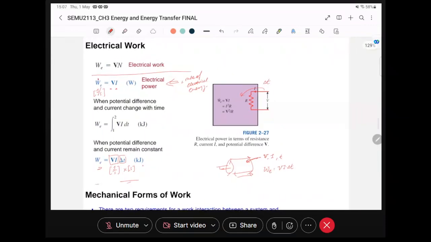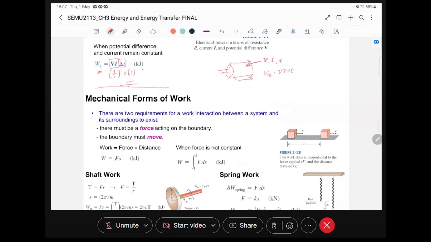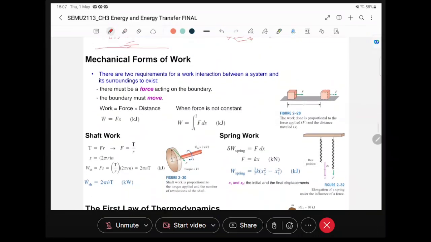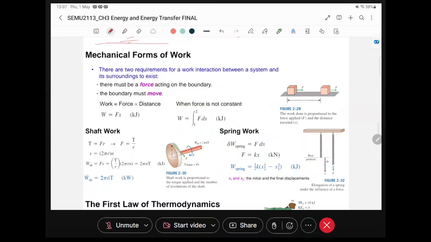So just a different work we calculate differently. For instance, the kinetic energy, mv squared over 2. So electrical work we calculate this way. And then there's also mechanical form of work, which something has to move. We push something, your car moving, so that kind of work. So for this, the work is really the force times distance, because something is moving.